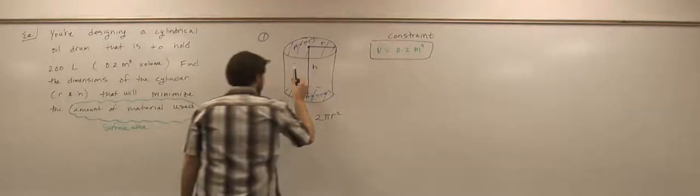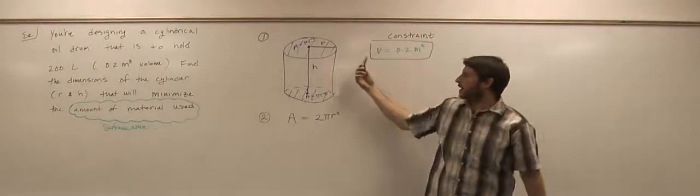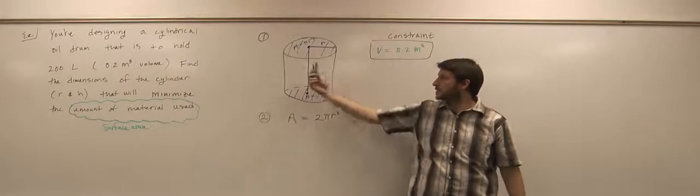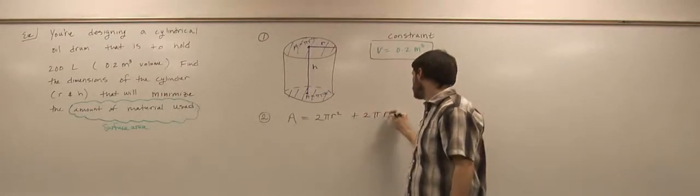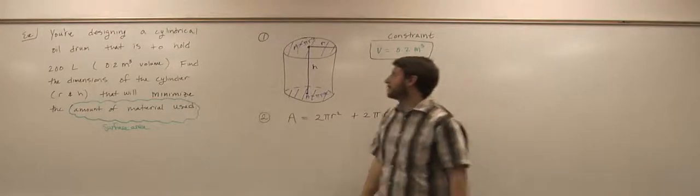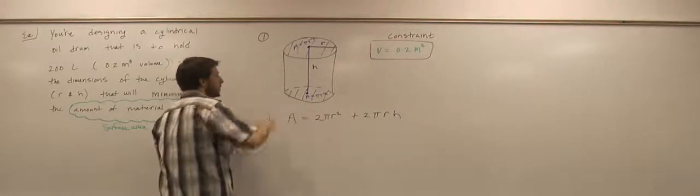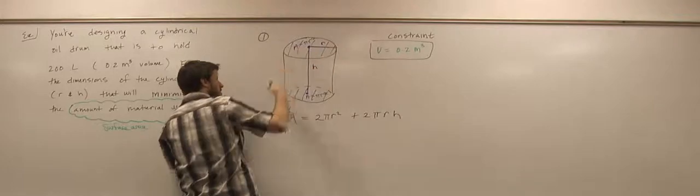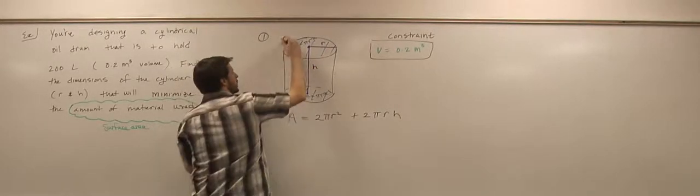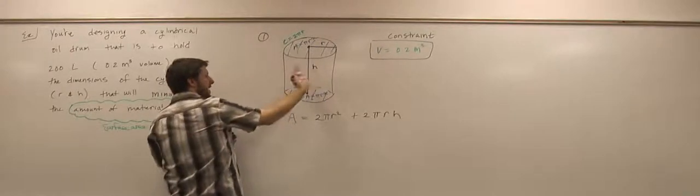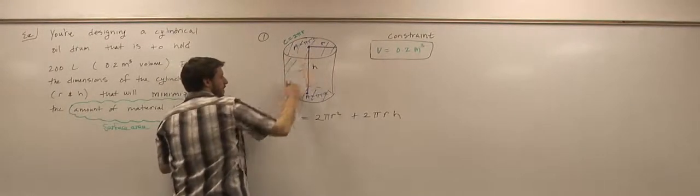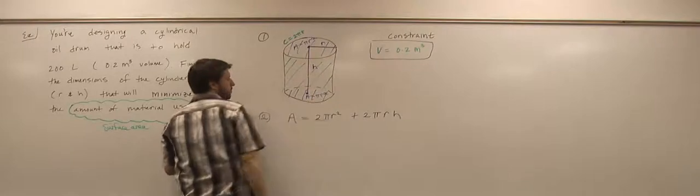We talked about this before a bit, I don't know if you remember. But what about around the side? 2 pi r times h. Because you take the circumference of this circle, which is 2 pi r, and then you multiply that by h, and that gives you the area of this. So the surface area is 2 pi r squared plus 2 pi r h.